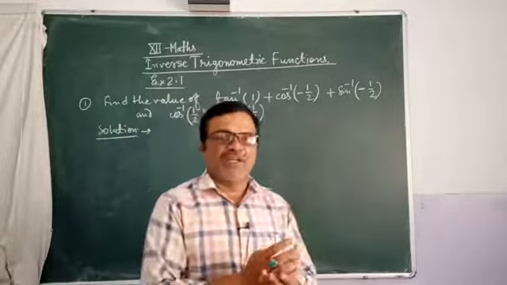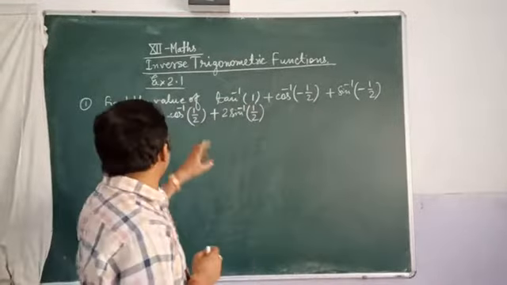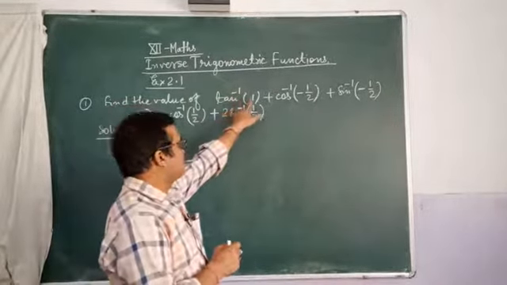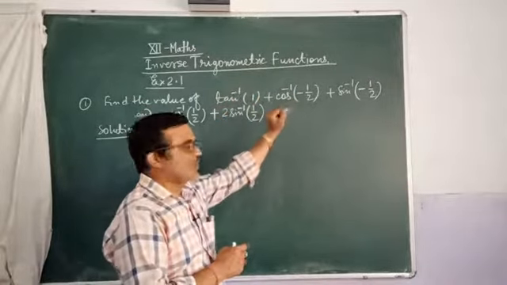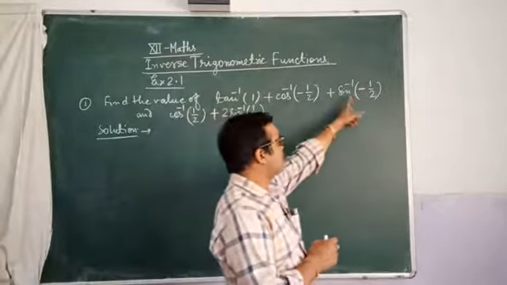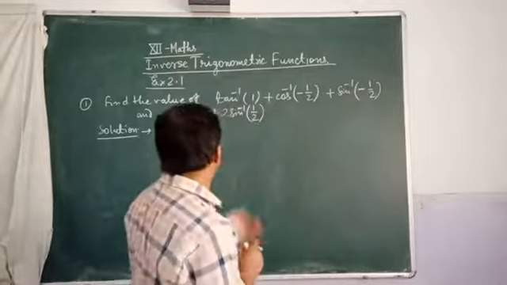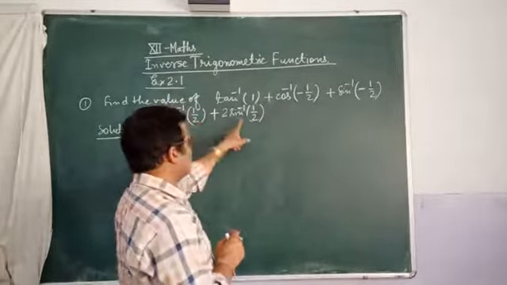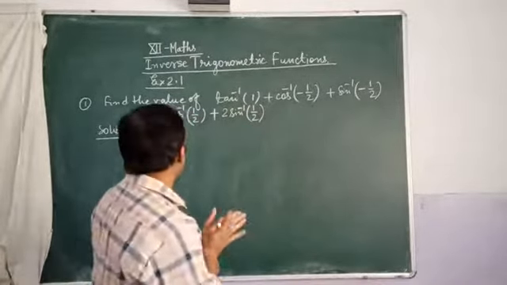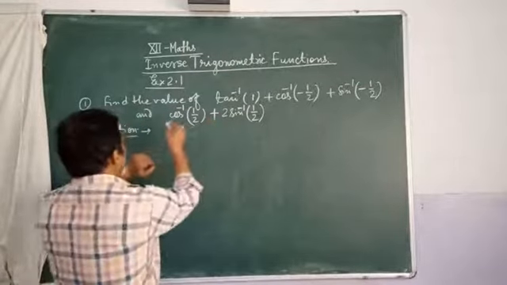See the problems. Find the value of tan inverse 1 plus cos inverse minus half plus sin inverse minus 1 by 2, and cos inverse half plus 2 sin inverse 1 by 2. So let us see its solution.